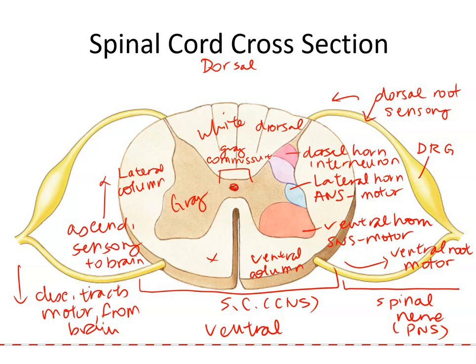Okay, so ascending tracts are in the white matter. They are in lateral columns, some in the dorsal. They take information up to your brain for processing. They are sensory in nature. Descending tracts come down from your brain. They travel down through the spinal cord. They are going to carry motor information. That's taking information to some part of your body to carry out a task.